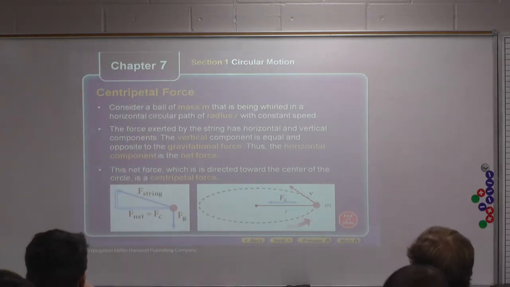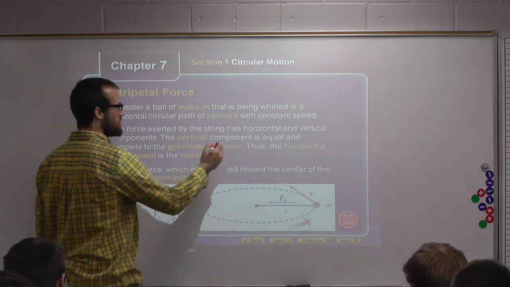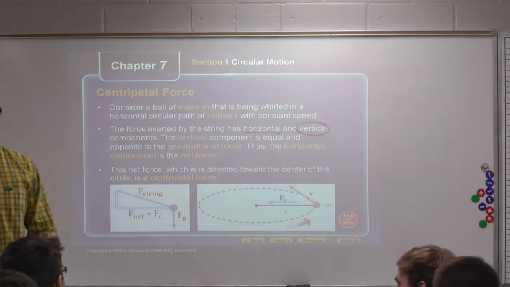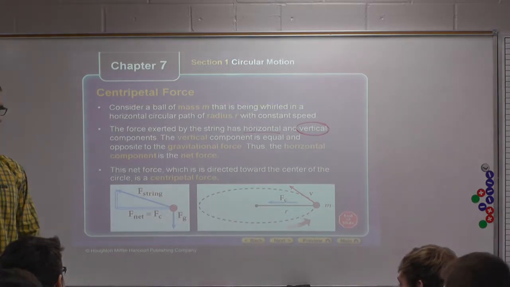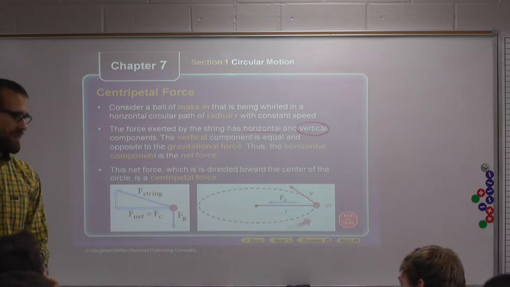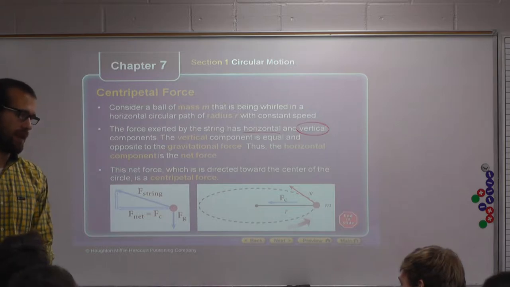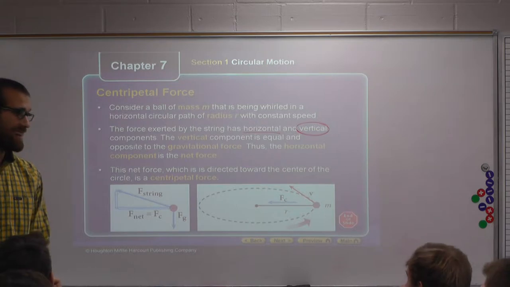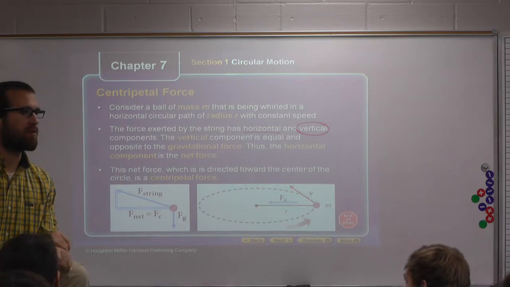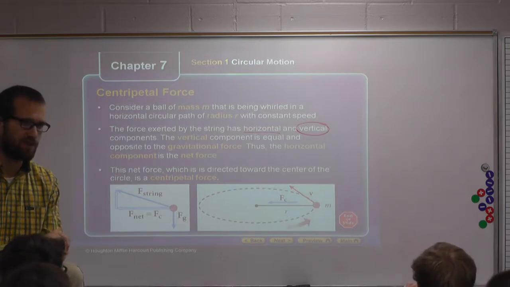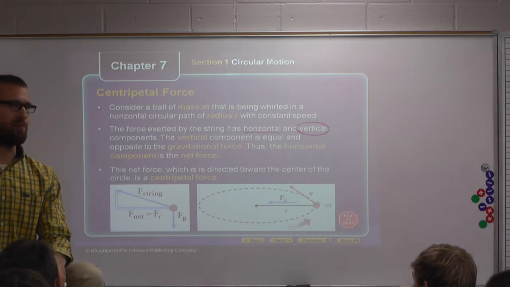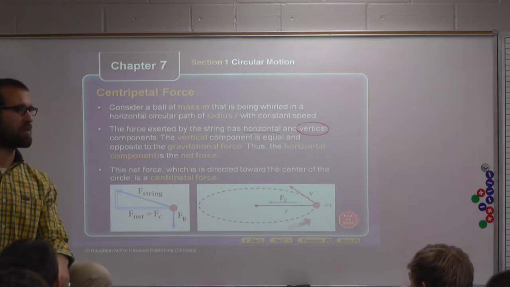And this is where it gets a little confusing. The force exerted by the string has a horizontal and a vertical component. It's kind of goofy, isn't it? If you're swinging like this, how is the string doing a vertical force? Because it's not parallel to the ground. We're going to have to explain it from some of the physics we've discussed in the past. First of all, it's very difficult for me to keep it perfectly horizontal with no vertical movement, but assuming I can do that.